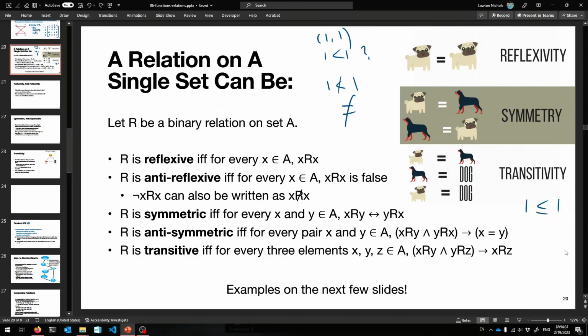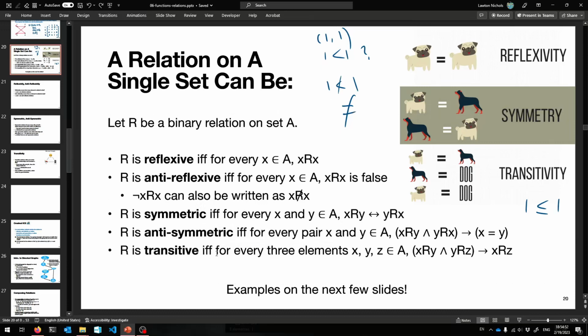And less than or equal to is another good case of that. You can only flip them if the values are equal. So like 1 less than or equal to 1, you can flip that, but you can't flip 1 less than or equal to 2. It's no longer true. All right. Again, I'll talk about this on future slides, but I just want to give you some quick examples as we start. And then finally, we have transitivity.